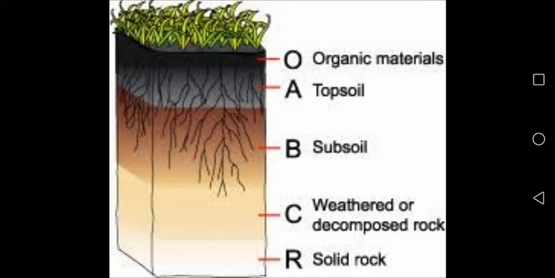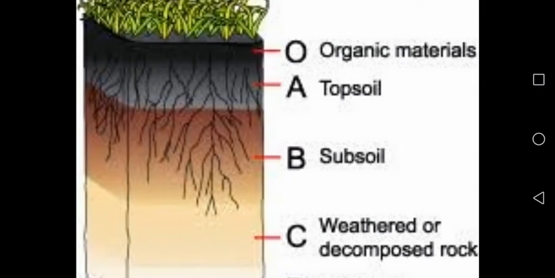The third layer is known as subsoil. Subsoil is very important because this is the third layer from the bottom side, or otherwise, from the top side, the second layer. It contains many minerals and chemicals which support the growth of trees and crops. As you are watching in the picture, the trees and plants spread their roots and they reach up to the subsoil. So subsoil is equally important.